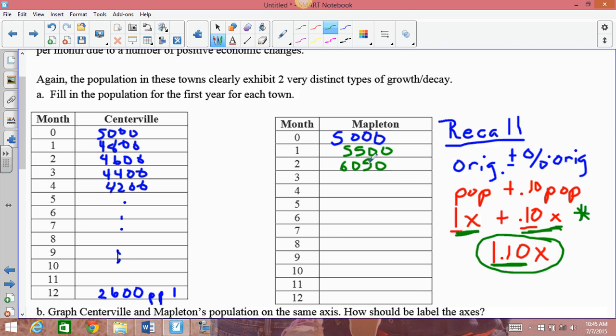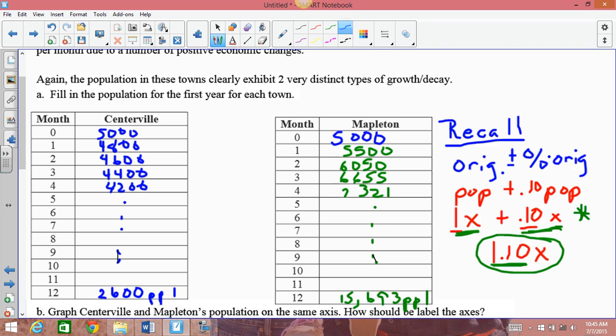But again, if you wanted to work through it step by step, it would be 5,500 times 0.10, then add that to 5,500. 3 months later, take that 6,050 and multiply it times 1.10. You'd have a population of 6,655. Take that and multiply it times 1.10, 7,321. Keep on and so on until the end. You're going to have 15,693 people in that town.